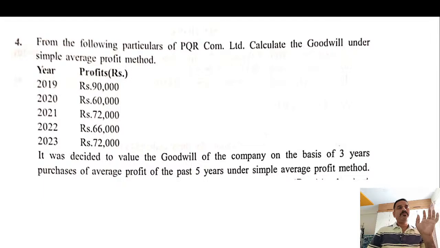Okay. So let's see, from the following particulars of PQR Company Limited, calculate the goodwill under the simple average profit method. Students, one thing I forgot to tell you: in question number 2, there is a working note you have to make. Most probably I missed that working note. You have to make a working note for that. What is that working note?